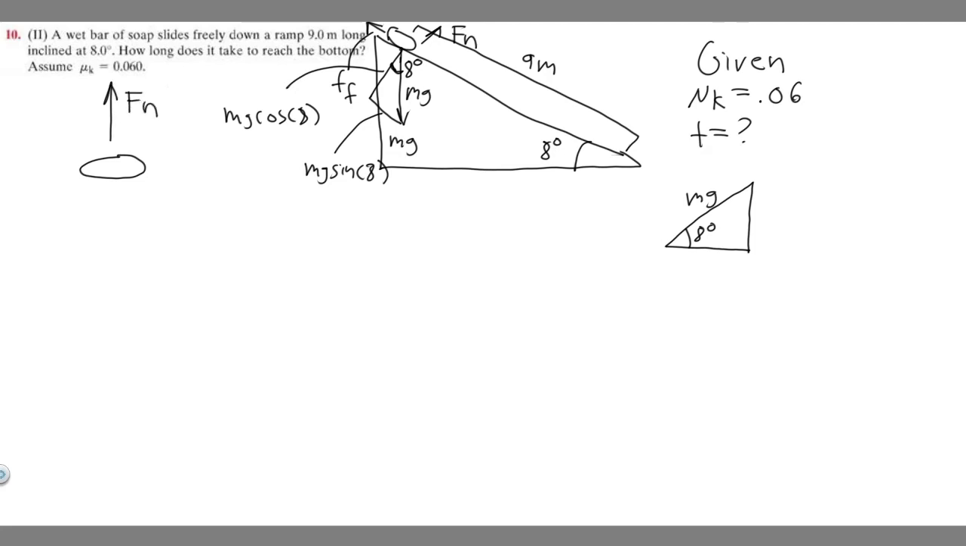Going down, what force do we have? We have mg times the cosine of 8, right? So this going down, right? So this force is going down, and then this one's going up. So mg times the cosine of 8.